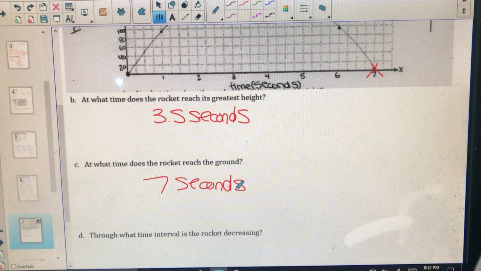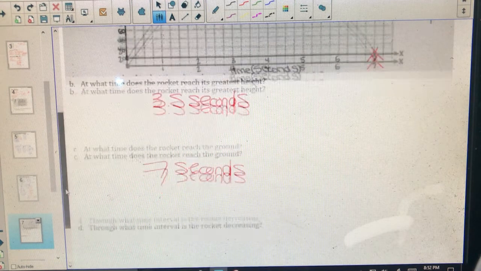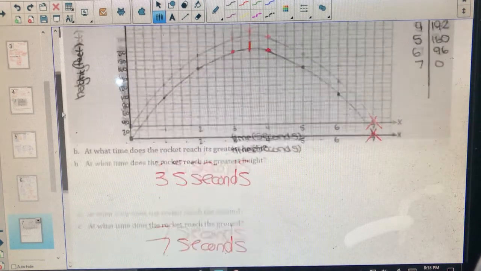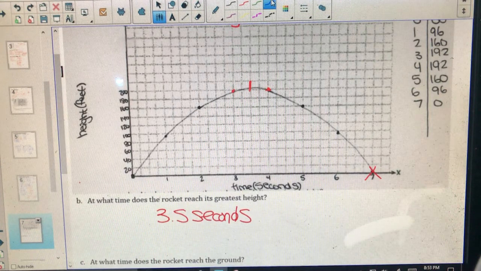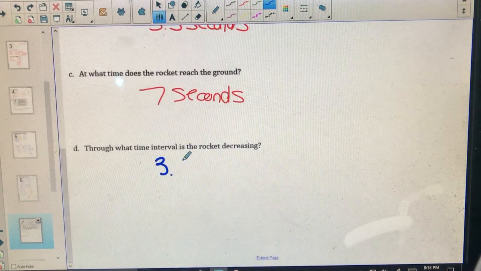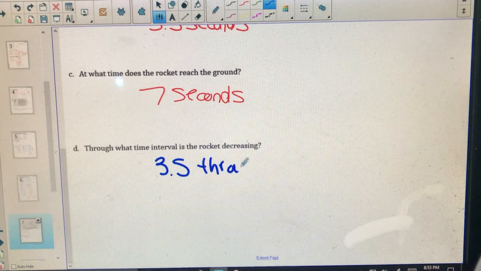Remember, your solutions are where the graph crosses the x-axis. So 7 seconds is where it reached the ground. And then part D says, through what time interval is the rocket decreasing? That's where the graph is going down. So if I go back up to my graph, notice in blue, it started decreasing at the highest point, and then it went down until it reached the ground. So my interval for where it's decreasing started at 3.5, and it went through to 7. 7 is where it stopped decreasing because it hit the ground at that point.